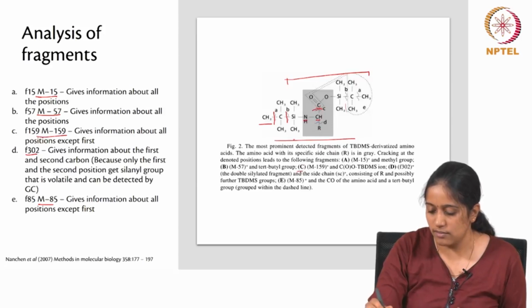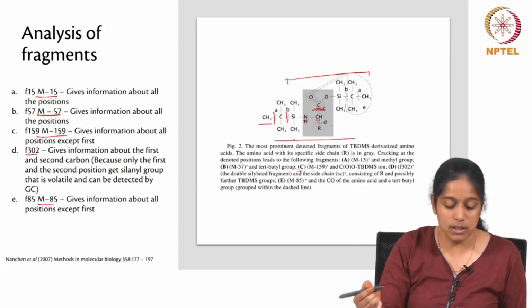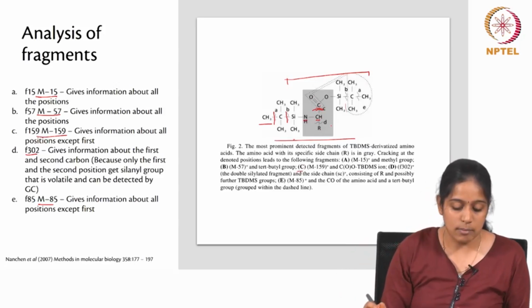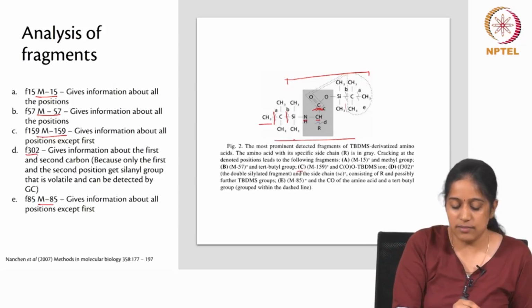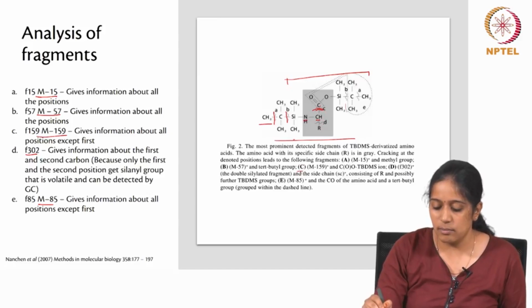If it gets cleaved here, the first position goes away, and you have the information about the rest of the carbon atoms in the amino acid. And again, F302 is another fragment, and 302 gives the information about the first and the second position. So, 302 here is the D part. So, D is this.